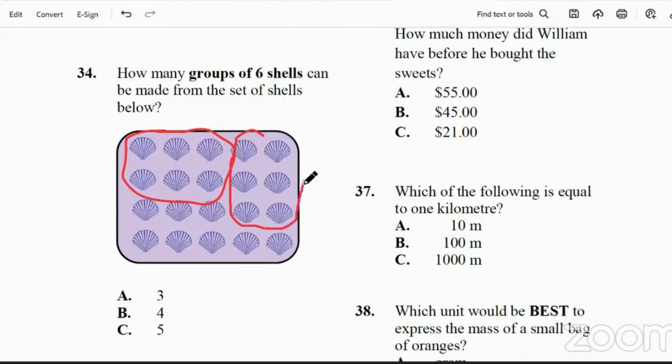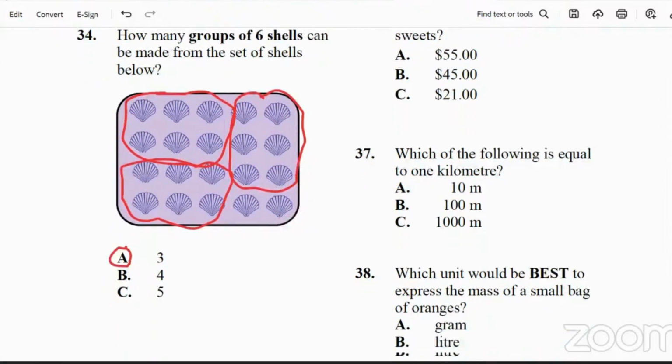You could divide them your way. This is not necessarily the only way. And here's another group of 6. All right, and then we have 2 extra. So how many groups of 6 shells? We can get 3 groups of 6 shells. That's the answer for 34.